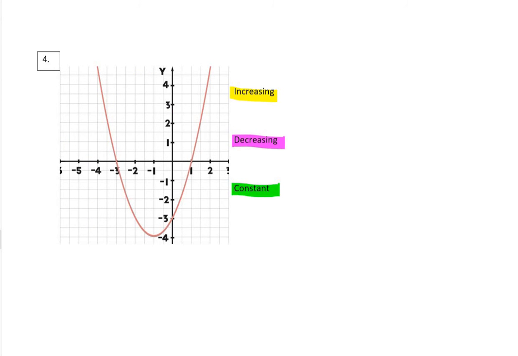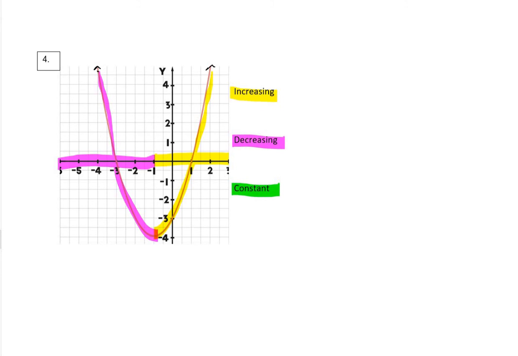Okay, problem 4. We're going to start at the leftmost part of the graph, which is up here. But notice that it actually goes to the edge of the graph, which really means that this graph is going on forever. As I read the graph from left to right, I can see that it's decreasing. So I'm going to highlight this section of the x-axis pink. And then once I get down to this vertex, I start increasing. So I'm going to highlight that yellow.